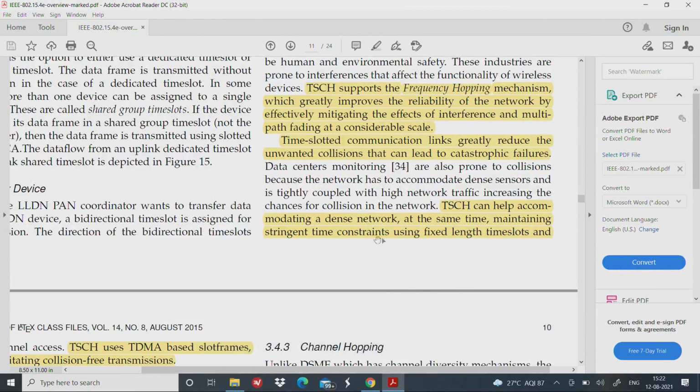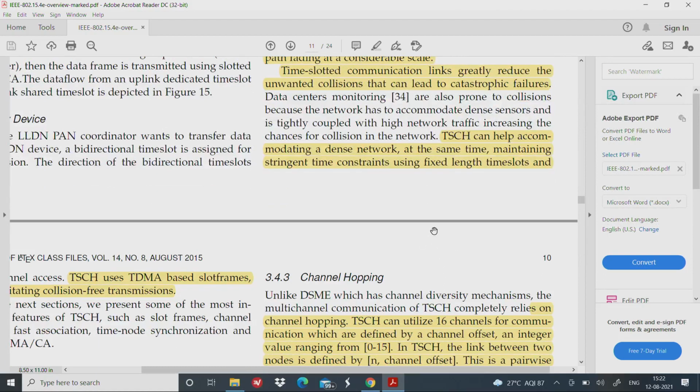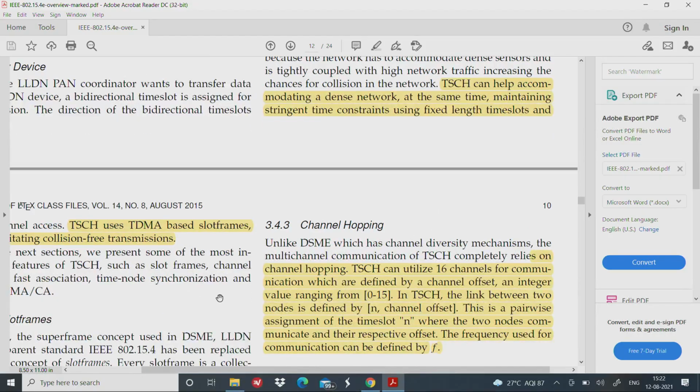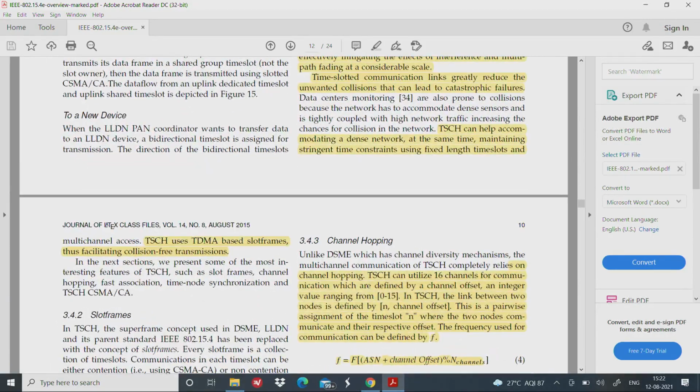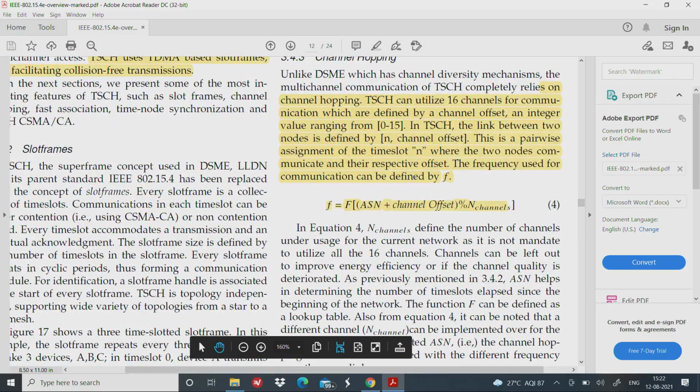So TSCH can accommodate a very dense network, because you can keep increasing the size of the slot frame as I mentioned, and the fixed length time slots also can be changed. So if the slot frame changes, everything will change. That is a good thing. Now, come to channel hopping. Channel hopping is a simple expression here.